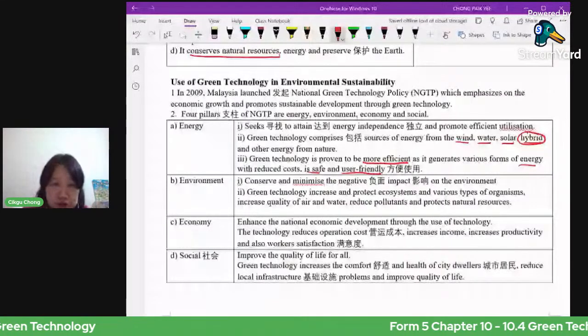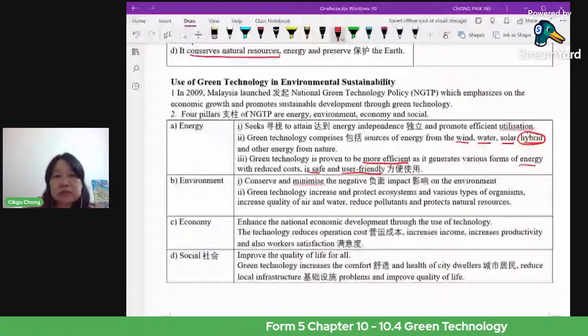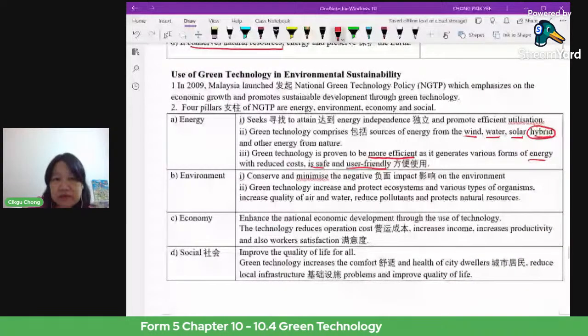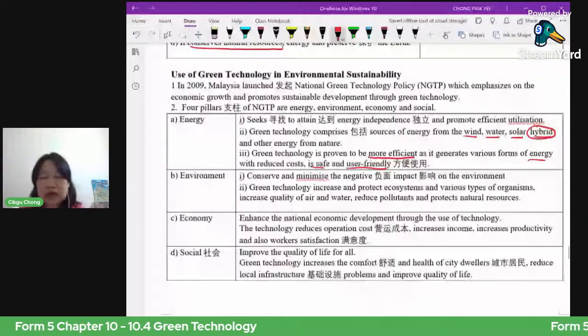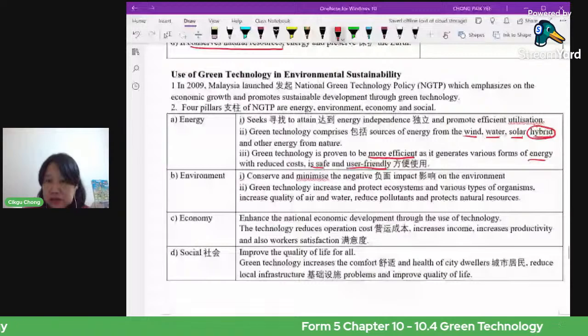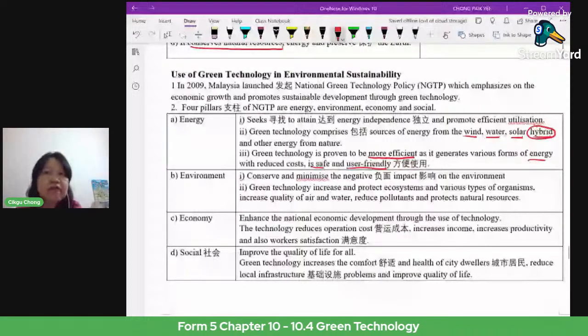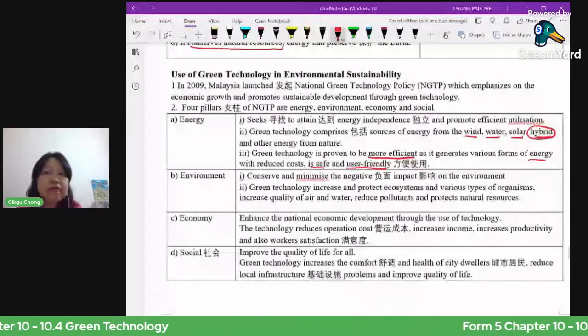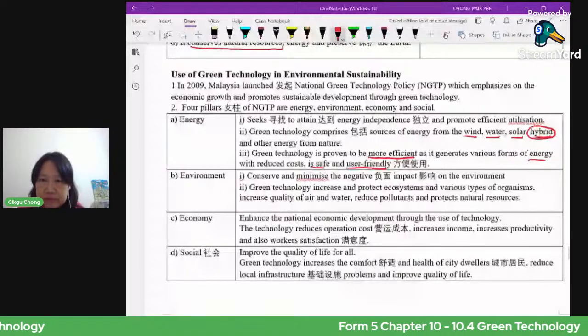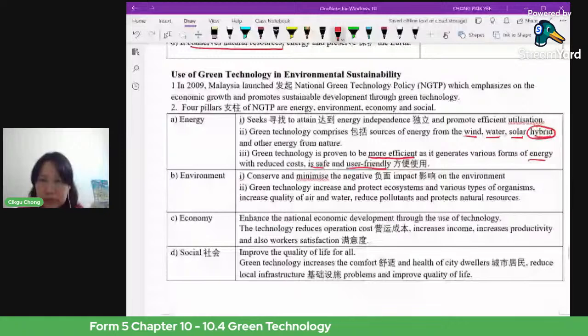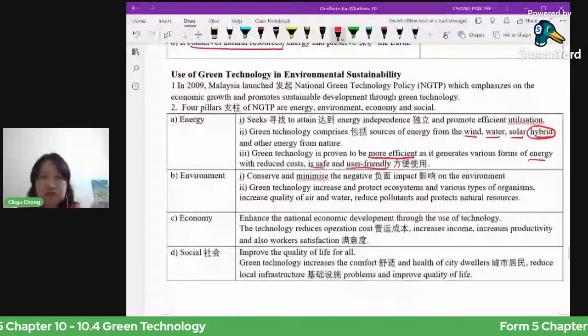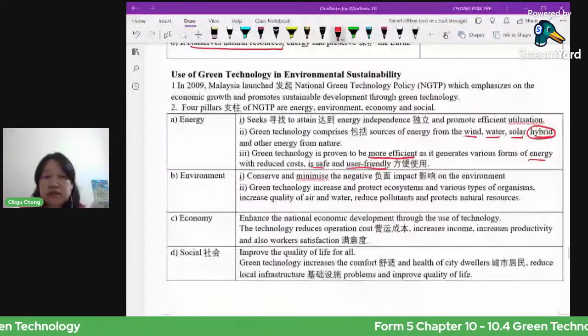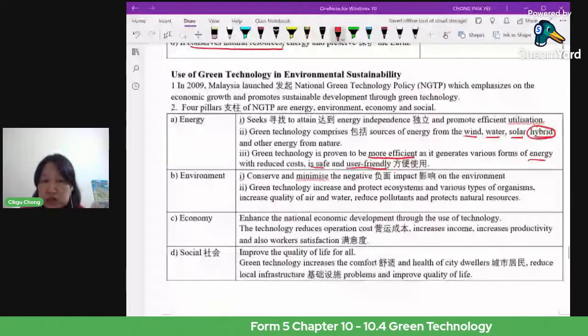Okay, environment. You have to minimize the negative impact on the animals and the plants. Okay, you have to protect the ecosystem, right? Various types of organisms, flora and fauna. Flora means plants, fauna means animals. Okay, I'm sure you will see this word, flora and fauna. I'm sure you will learn it in your Bahasa Malaysia. Flora is plants, fauna is the animals. All right. Quality of air and water, reduce pollutants, protect natural resources.